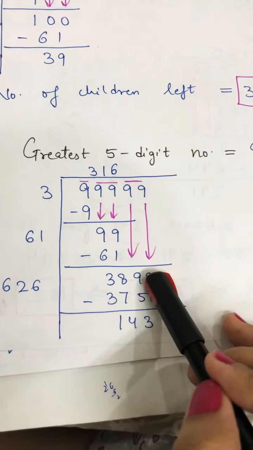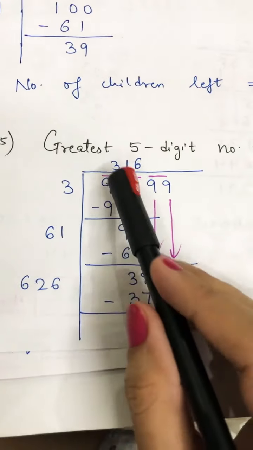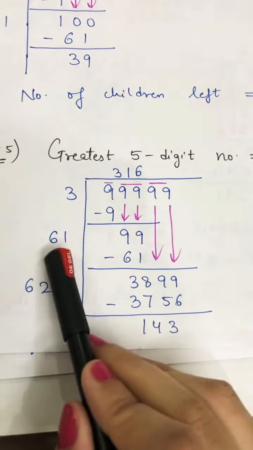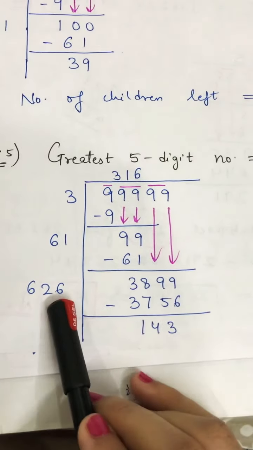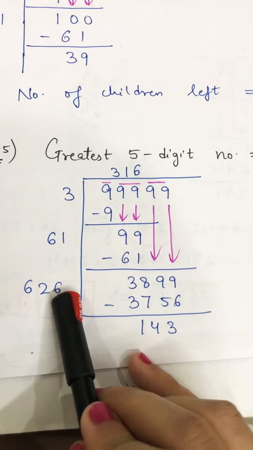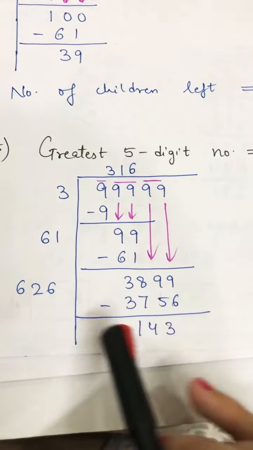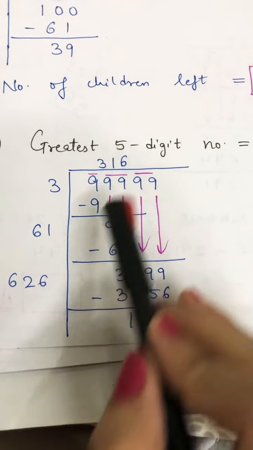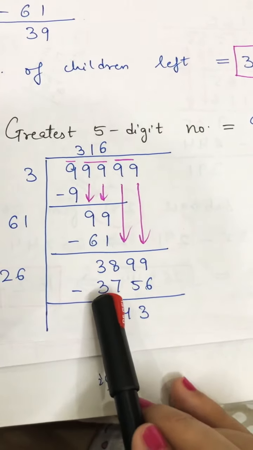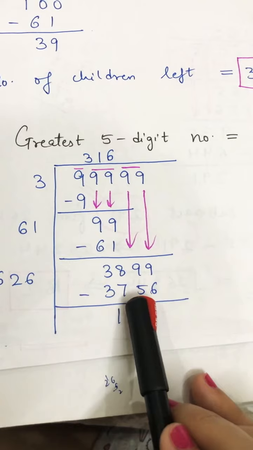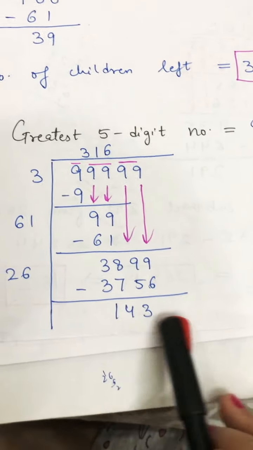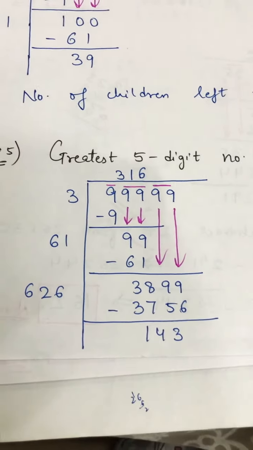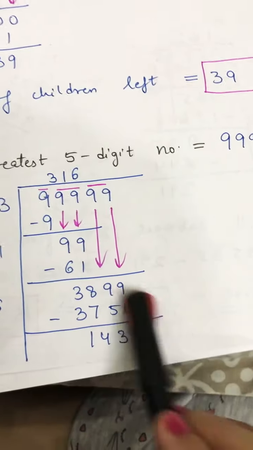Take two digits together. Now here is 1, so 61 plus 1 is 62. Now multiply with a digit so that whatever comes is less than this. So it will be 6, 62 multiplied by 6, which is equal to 63756. So the remainder is 143.